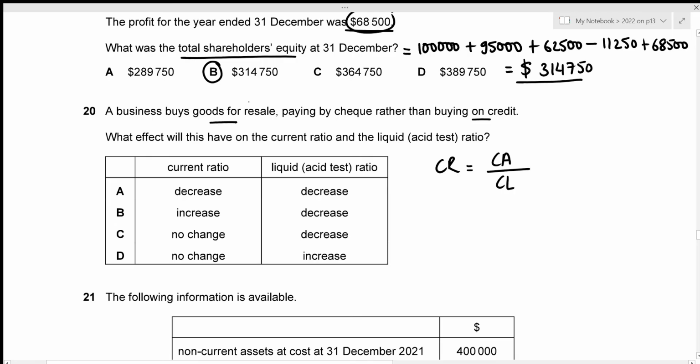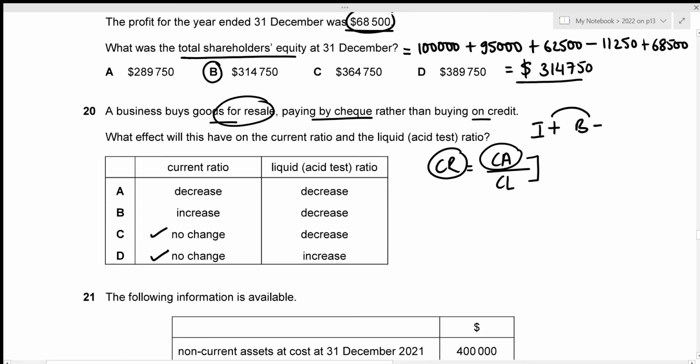And we are buying goods for resale, which means that our inventory is being increased. And we are paying it by check, which means that our bank balance is being decreased by the same amount. So overall, our current assets is not going to have any sort of change. And if both of these factors are not going to change at all, that means that our current ratio is also going to remain unchanged. So that's no change given by C and D.